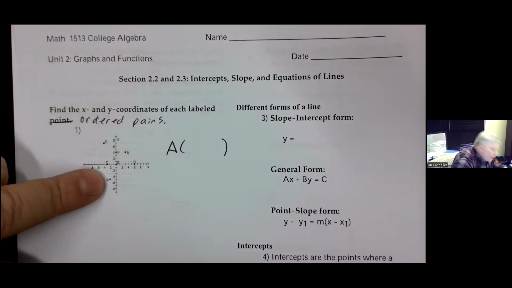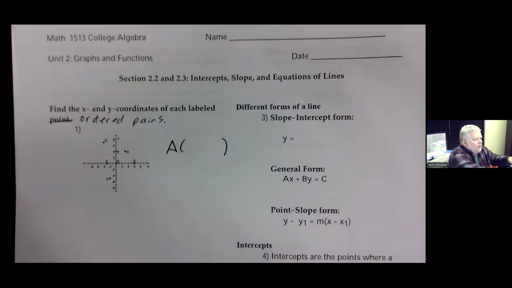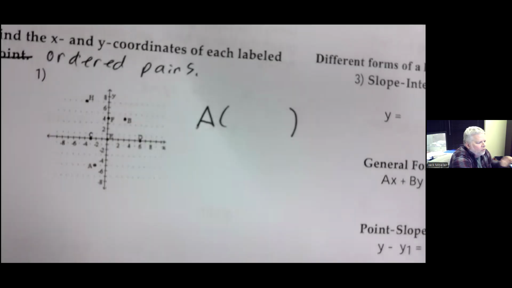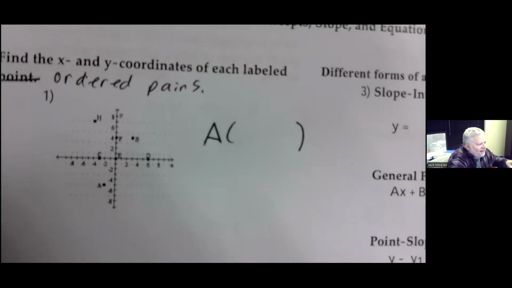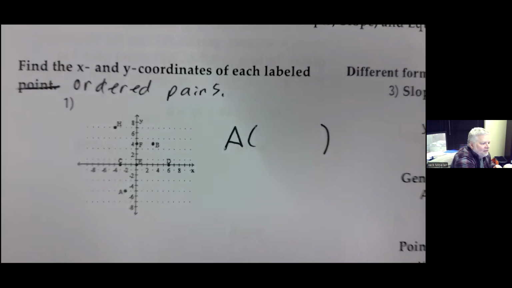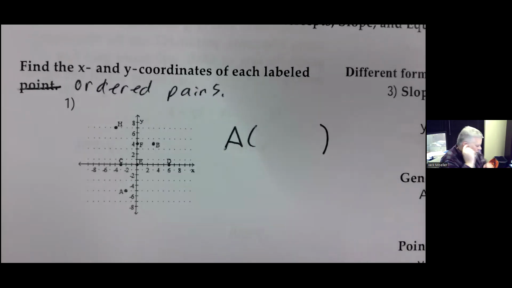So if I'm looking at capital A, let's see if I can zoom in real close. There we go. You might actually be able to read that. So what are the coordinates for A? Remember, it's always x first, y second. X is left.